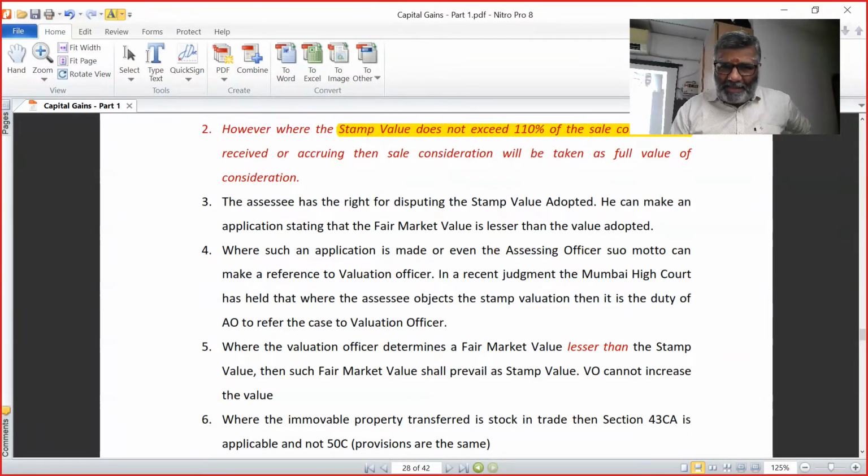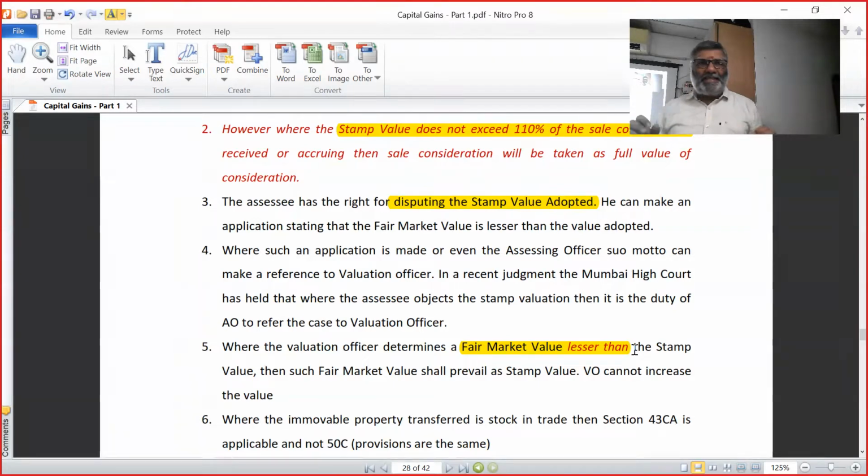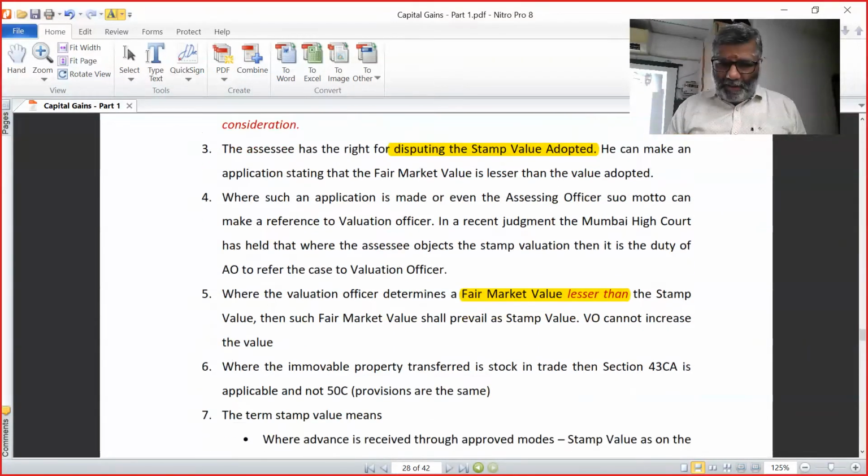So the assessee has the right of disputing the stamp value, and once the assessee asks, the assessing officer has no option but to appoint a valuation officer. Assessee has asked, I'm not happy with the stamp value, appoint a valuation officer. Where the valuation officer determines a lesser value, then that becomes the stamp value. Please remember, the valuation officer cannot increase the value.